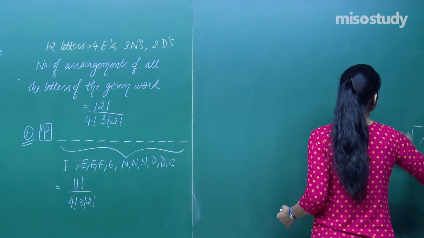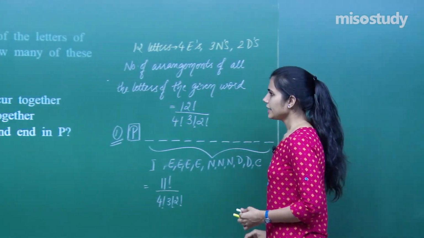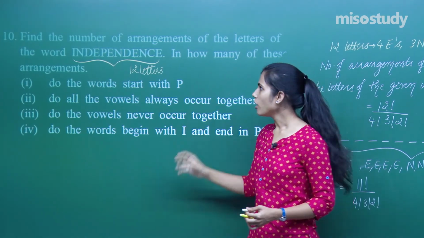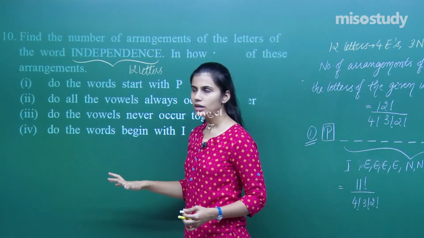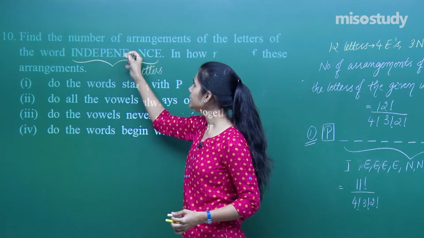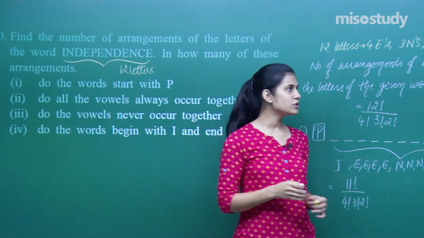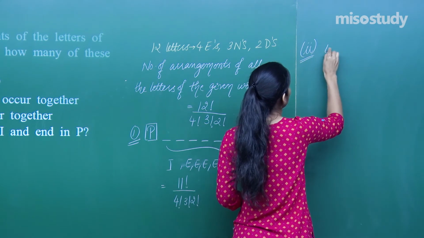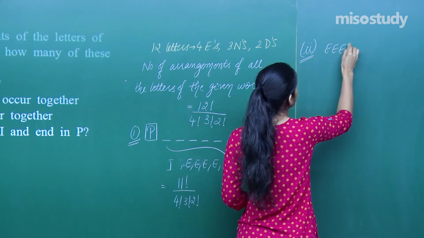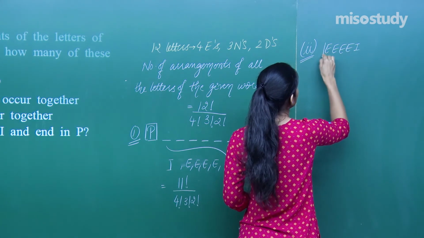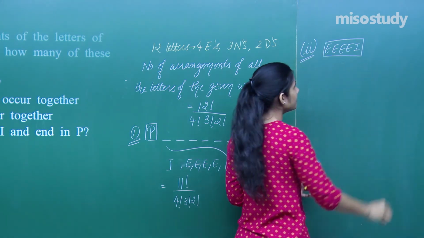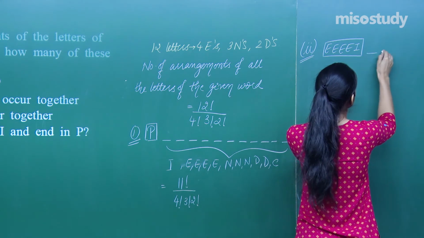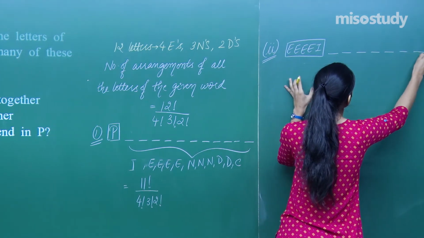Direct concept of this result is being used. Next is vowels always occur together. The vowels are what? A, E, I, O, U. Out of that there are 4 E's and 1 I present. So vowels always occur together. So I want E, E, E, E and I. They should always occur together. So I will be considering them as one word. 5 letters have already been consumed: 6, 7, 8, 9, 10, 11, 12.